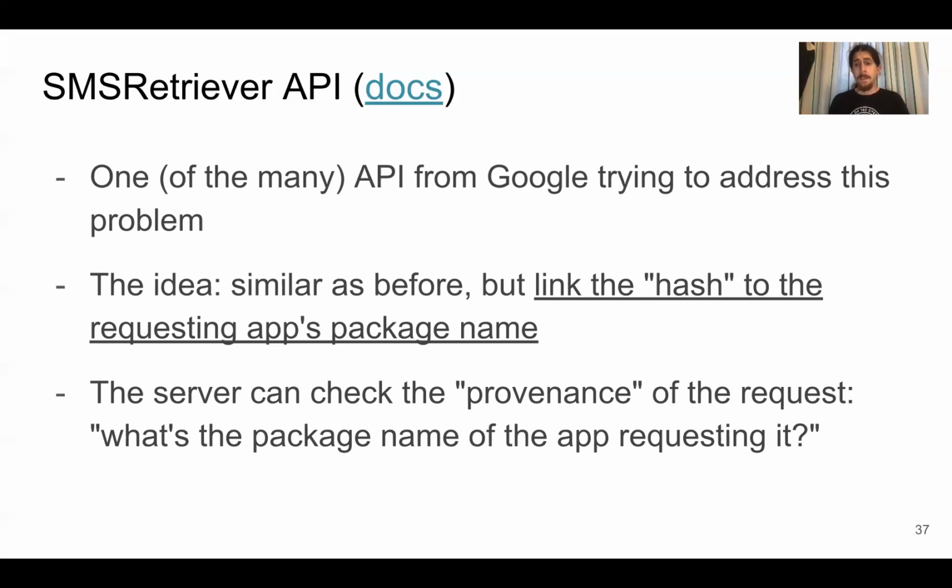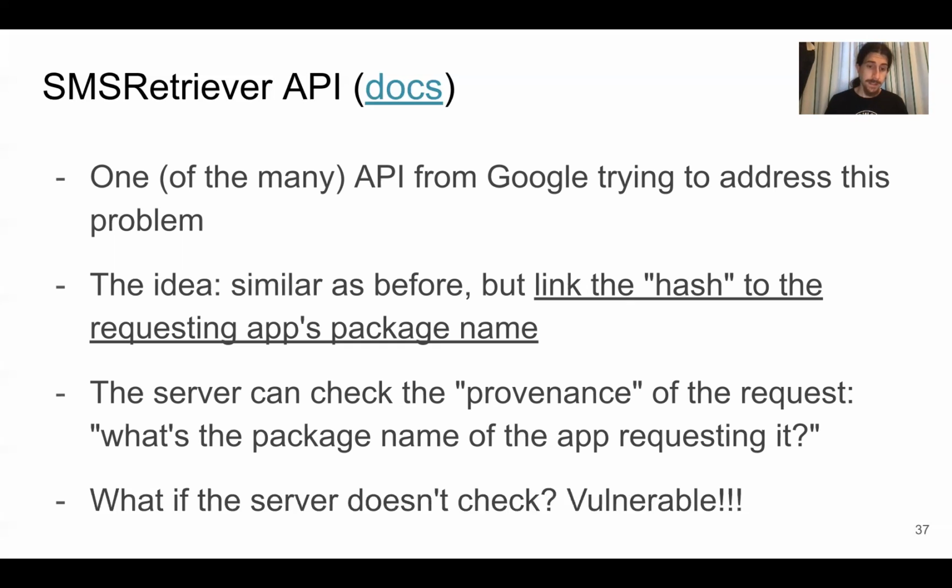Okay. And so the idea is that once you send this hash, the server can check what package name requested this hash. Is it the one I expect? Yes, great, I'm going to send the SMS. If not, then I'm not going to send the SMS. Okay. But what if the server doesn't check? Then you're vulnerable again. And it turns out there were servers that, even if they could distinguish that the hash was from a malicious or unknown app, wouldn't do it. They wouldn't check, and they would treat this as a normal hash and use it the way you would in the previous case, where there is no link between the hash and the package name, and you would be vulnerable like this.